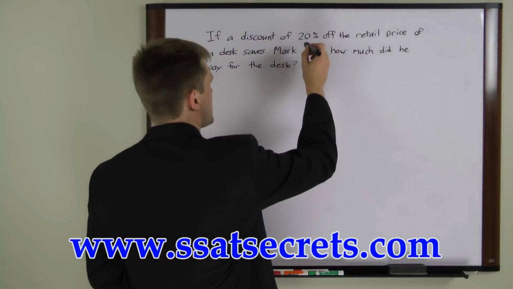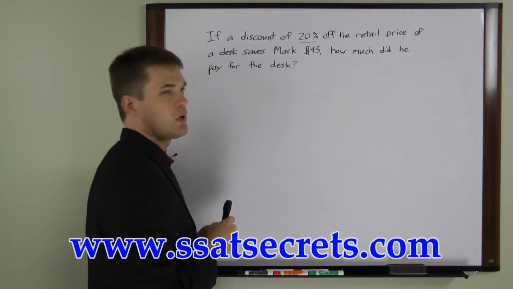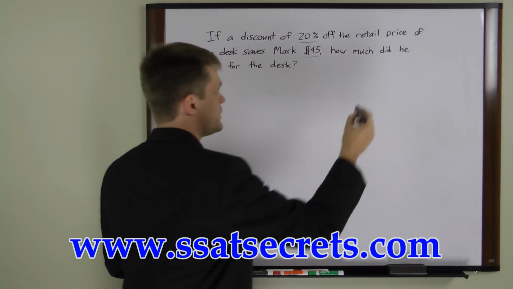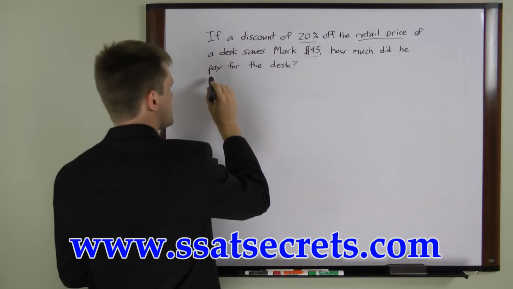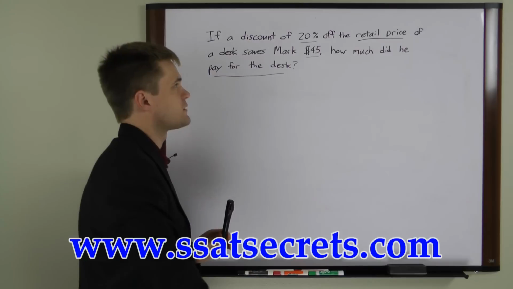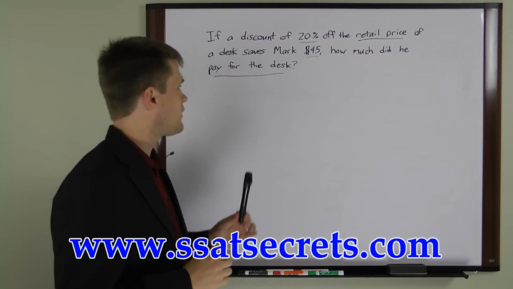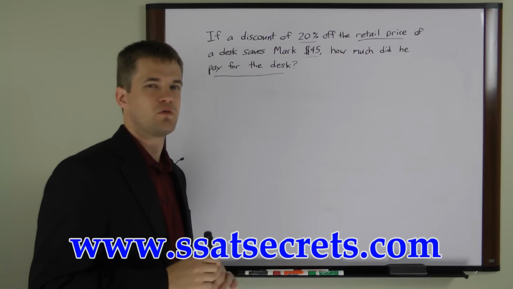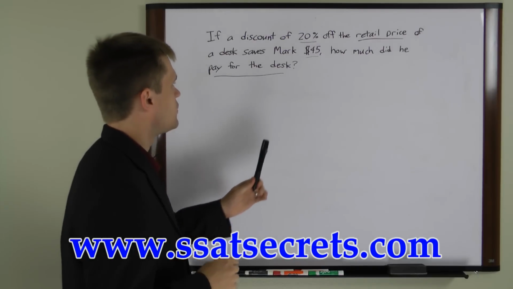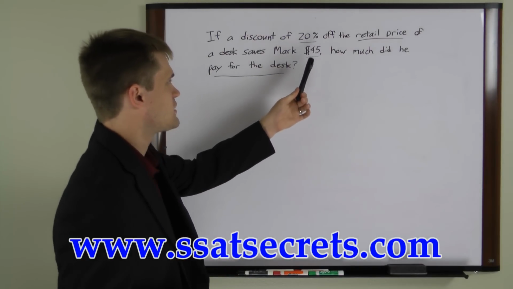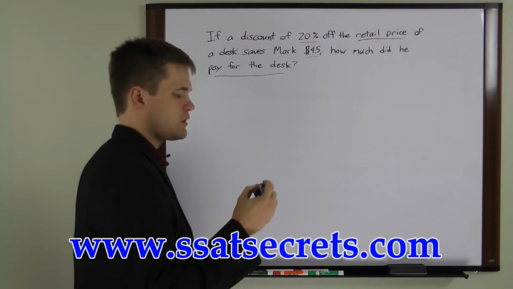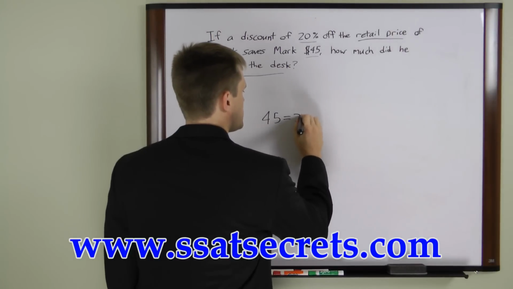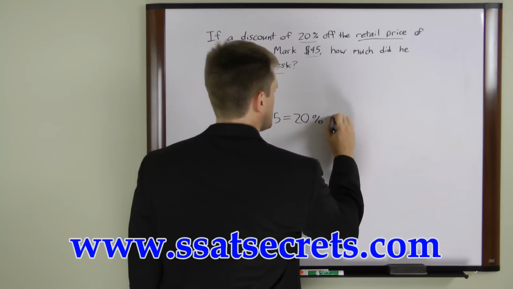It tells us that the discount percentage is 20% and the discount amount was $45. It also mentions the retail price and the sale price, or the price that was paid for the desk. Now, we can't find the sale price directly, but we can find it after finding the retail price. So let's write an equation for the retail price. We're told that 20% off the retail price is the same as $45, so let's write that as the equation. 45 equals 20% times retail price.